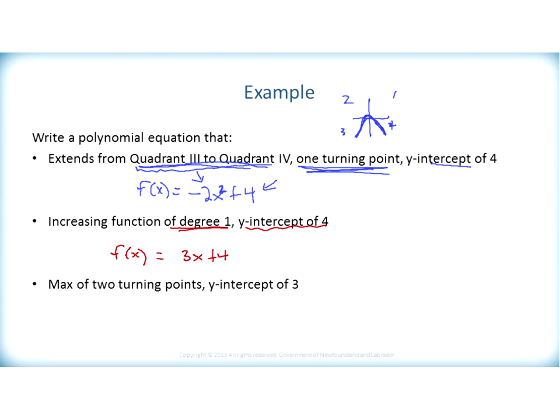In our next one, we're looking for an example of a function that has a maximum of 2 turning points. A maximum of 2 turning points would be a cubic. So we could say 3x cubed plus 3 would give us a maximum of 2 turning points.